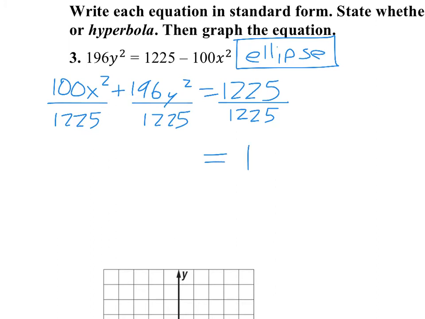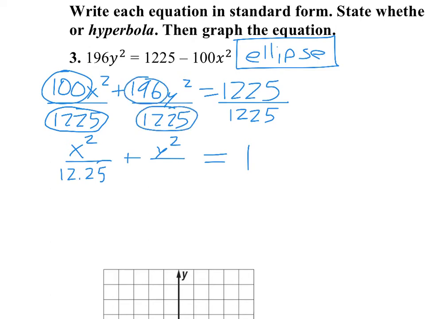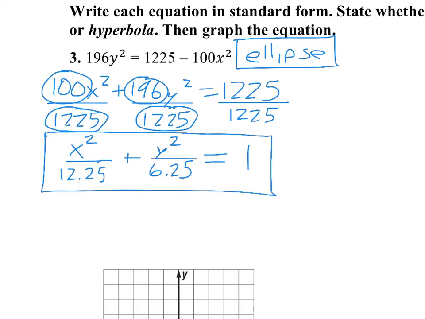On the left side, remember that in the numerator, we don't want there to be a coefficient. So I'm going to take the bottom and divide by the top. So 1,225 divided by 100 is 12.25. But I'm going to write that on the bottom. Then I'm going to take 1,225 and divide by 196. So 1,225 divided by 196 is 6.25. Okay, those seem like ugly numbers, but they're actually pretty nice. And the bigger denominator should go first, and 12.25 is the bigger denominator, so I put that first.